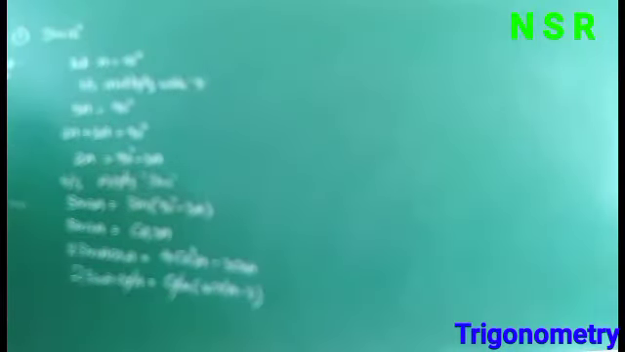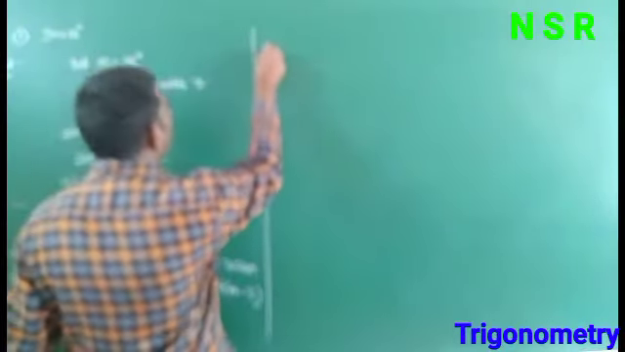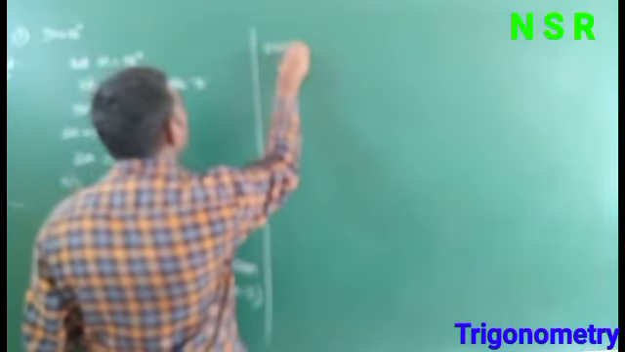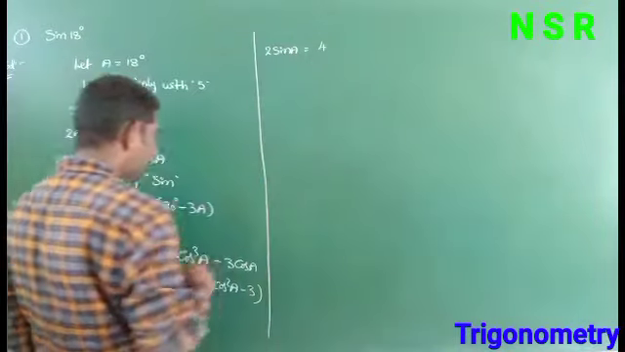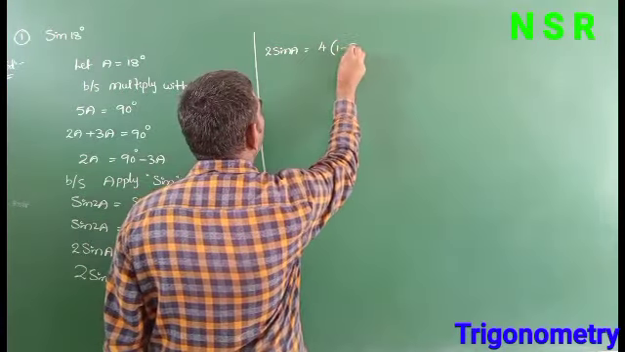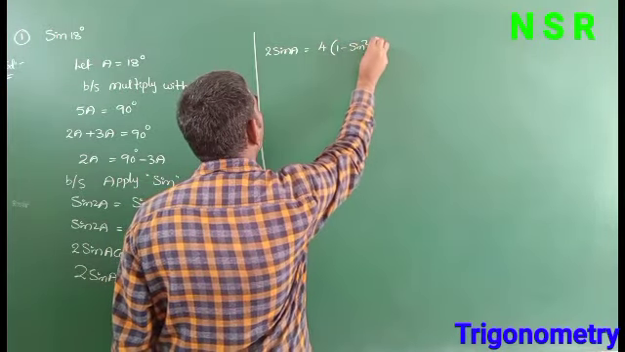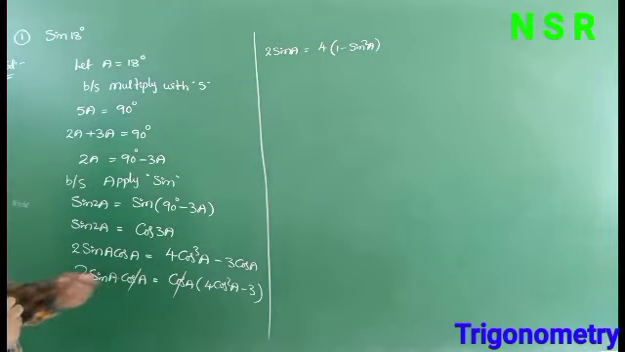So 1 cos a get cancelled. So we get 2 sin a equal to 4 into cos square a; change it in terms of sin. So cos square a we can write as 1 minus sin square a. Why change in sin square here? Because we are finding the value of sin 18. So cos square a, write in terms of sin, that is 1 minus sin square a.